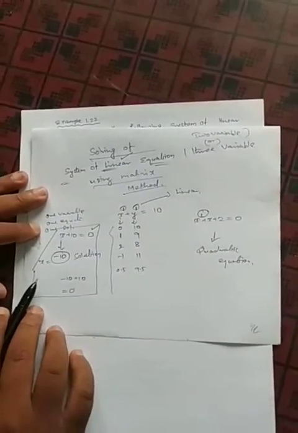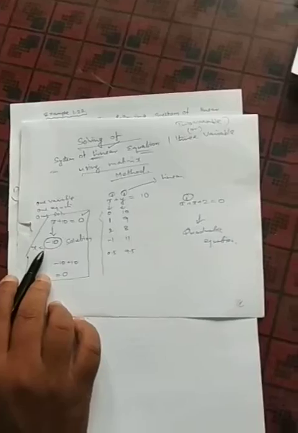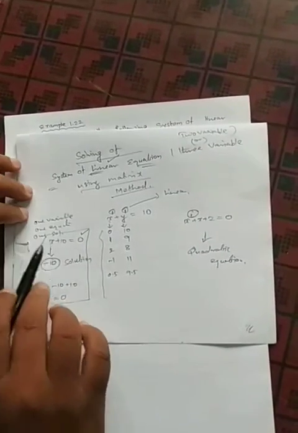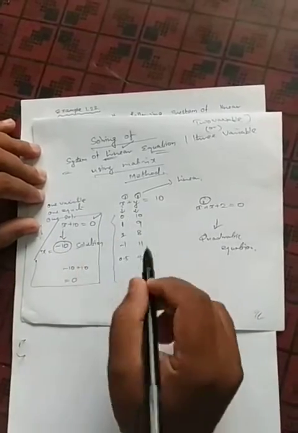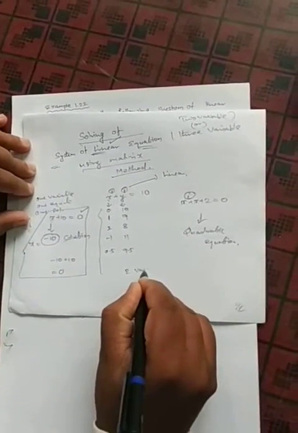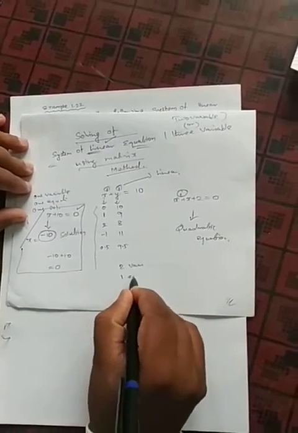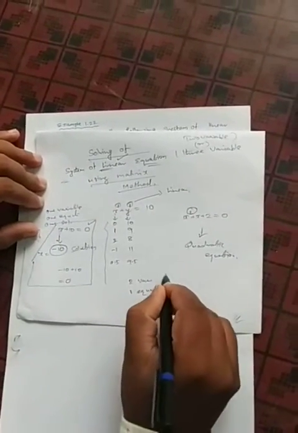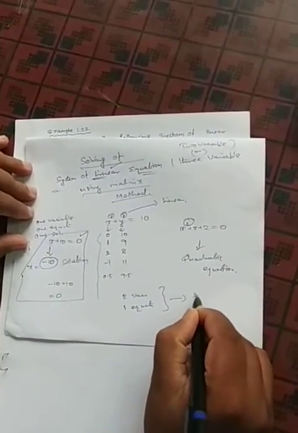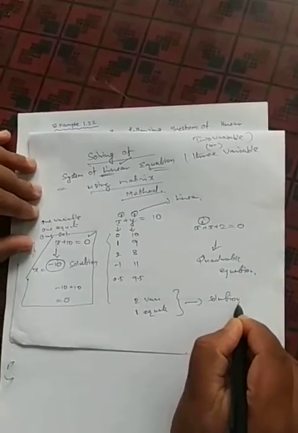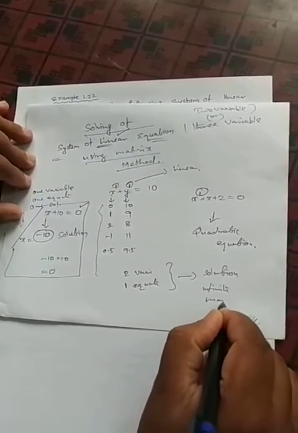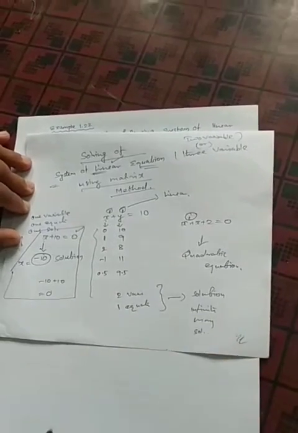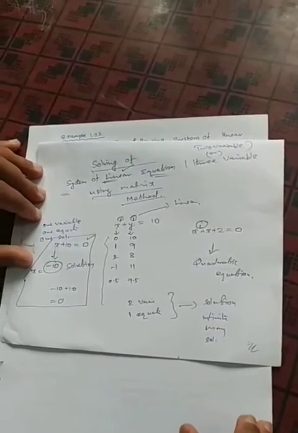But here it is not like that. Only one number, you can't do anything else. Why? One variable, one equation, so definitely one solution. Here 2 variables, but one equation. So the solution will be what? Infinitely many solutions. Okay, so we are having infinitely many solutions.